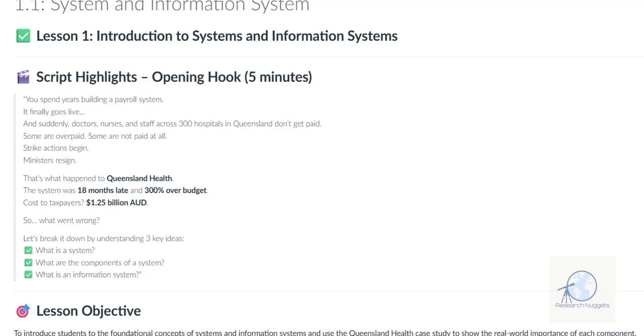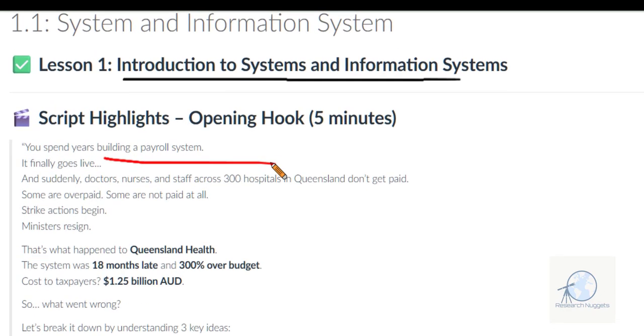We begin by understanding a few terminologies. The intention is for us to be in a position to know what is a system. Remember, we said that we are actually going to keep referring to the Queensland Payroll. So you have spent a number of years building the system. It has gone live. And then what happens?